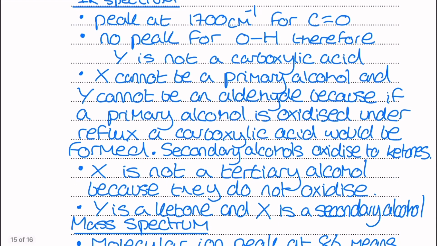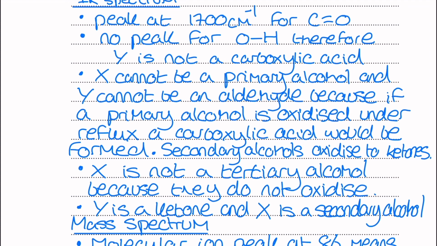But let's keep digging. X cannot be a primary alcohol, okay? And Y cannot be an aldehyde, so I'm already ruling out the aldehyde that the peak at 1,700 reciprocal centimeters kind of suggested. The reason for this is because if you oxidize a primary alcohol under reflux, as the scenario of the question painted, you would produce a carboxylic acid. So Y would have to be a carboxylic acid if X was a primary alcohol. Secondary alcohols, however, will oxidize to ketones, and they don't have that OH group.